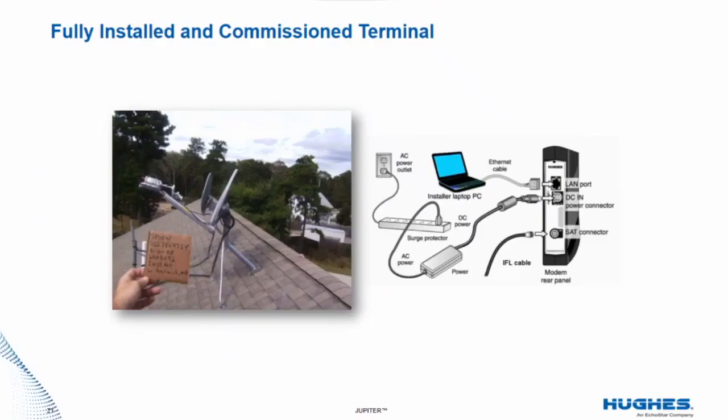After the terminal is successfully activated in the system, the installer needs to make sure all the cabling is properly set for normal operation. If the Hughes pointing tool is used during commissioning, remove it from the cable. All the connectors are tightened properly. Take a video or photos for indoor unit, outdoor unit, and the IFL cable.